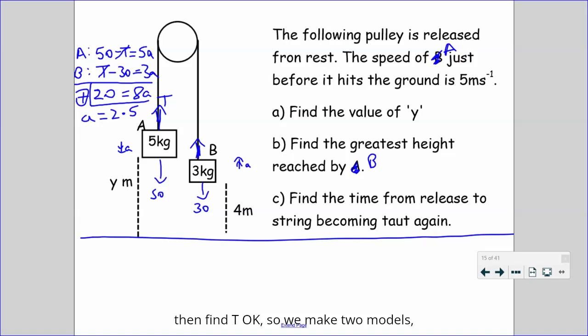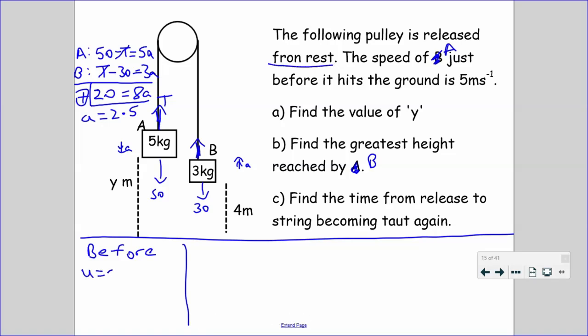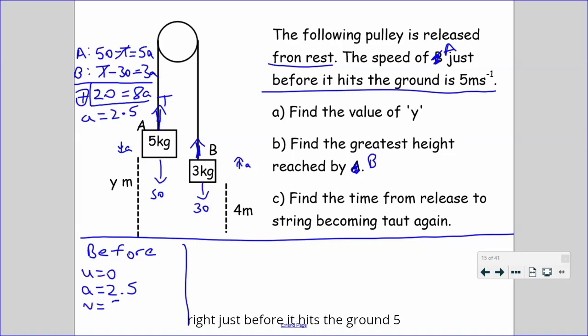Okay, so we make two models, one before and one after. The pulley is released from rest, so U is 0. A is 2.5. They've told you in the question the speed just before it hits the ground is 5. So that means the final speed, just before it hits the ground, is 5. And we don't have anything else.